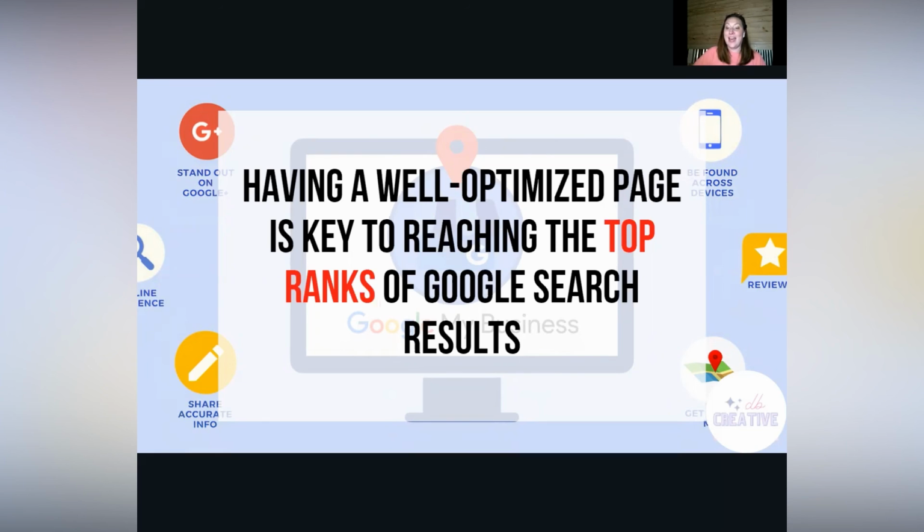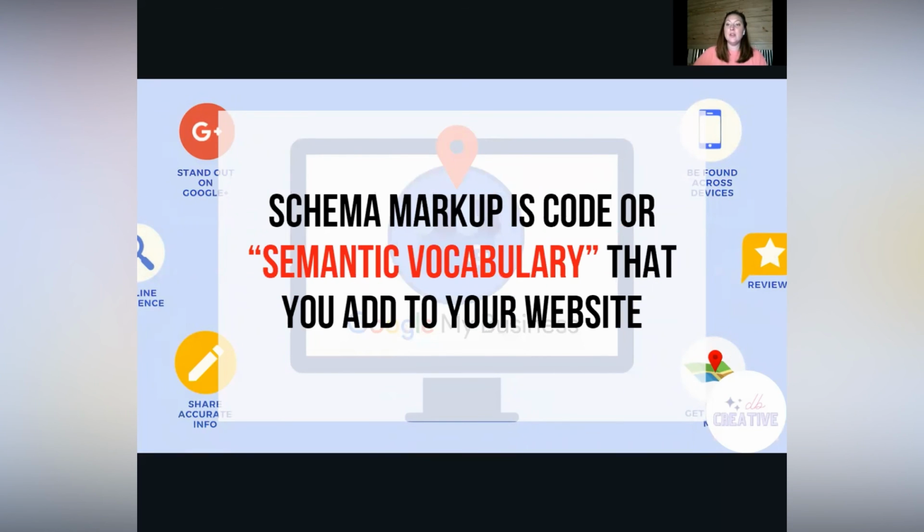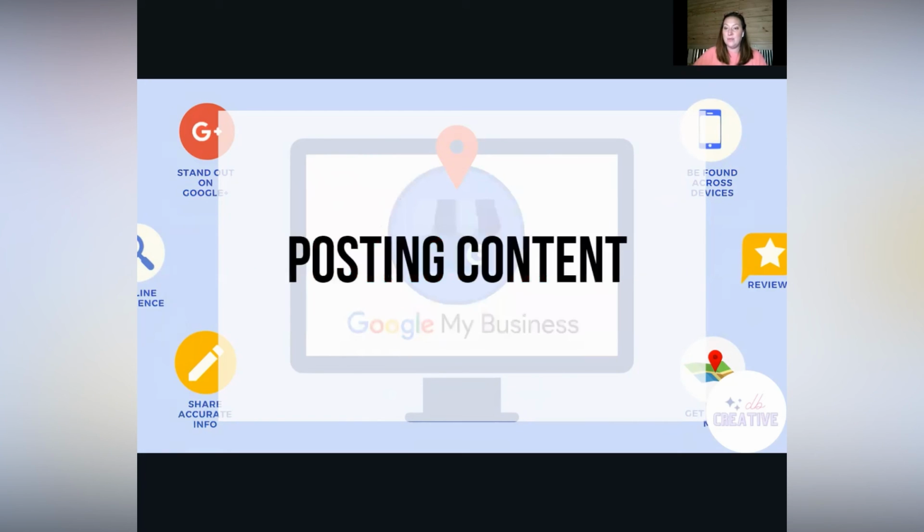Make sure that you add relevant keywords in your website's content and copy on each page. Make it natural. You should also add schema markup to your website. A schema what now? Schema markup is code or semantic vocabulary that you add to your website. This helps the search engine identify your content so they return better informative results for searchers to use.